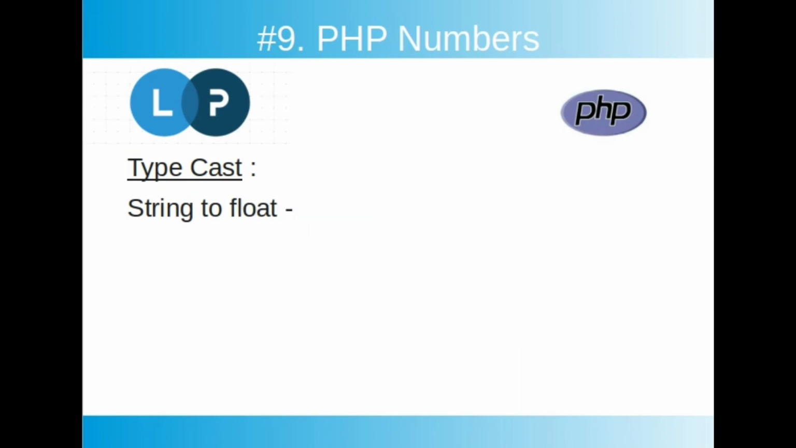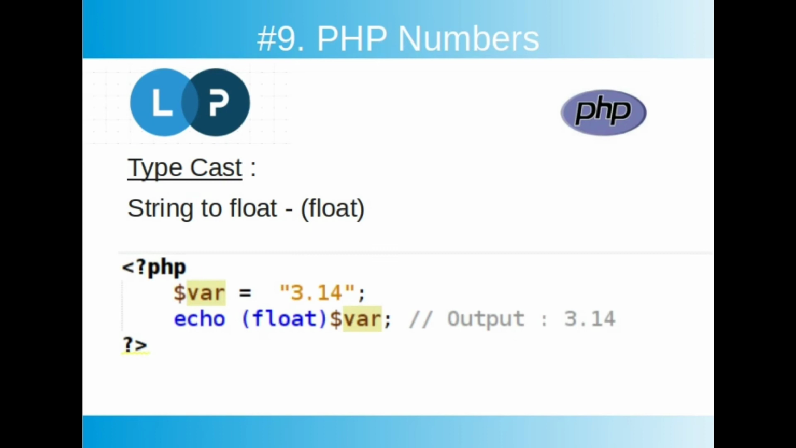In the same way, we can typecast from string to float. Here we can see $var is '3.14' within quotation marks. That means it is also a string. If we want to make this $var into a floating number, we need to typecast with (float). If we write (float) before $var, the output will be 3.14, meaning $var will become a floating type number.